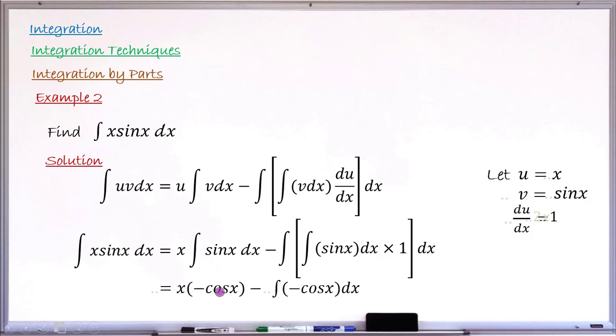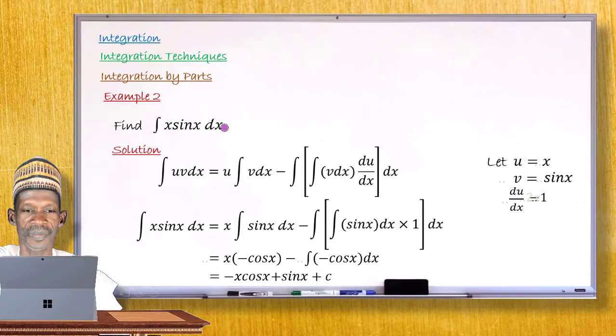So I'll continue. I'm now going to multiply. x times minus cos x gives me minus x cos x, and this minus times this integration. That is the integral of minus cos x. It will give you minus sine x, and that minus times the minus outside will now change to plus sine x, then plus the constant of integration c. This is now the integral of this function x sine x with respect to x.